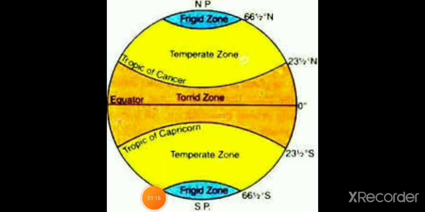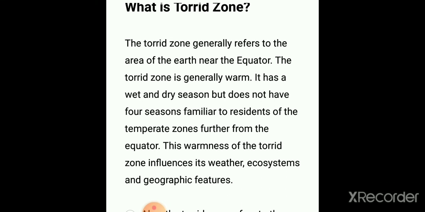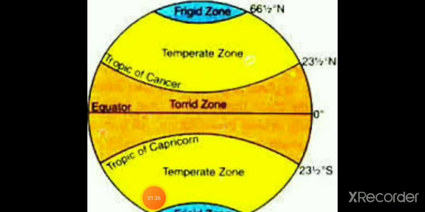Let us see the further details about the torrid, temperate and frigid zones. Now, what is the torrid zone? The torrid zone generally refers to the area of the earth near the equator. As you can see in the picture on your screen, the equator is shown as a straight line, and the area covered with the orange color is known as the torrid zone, because the sun rays falling on the earth are in perpendicular form.